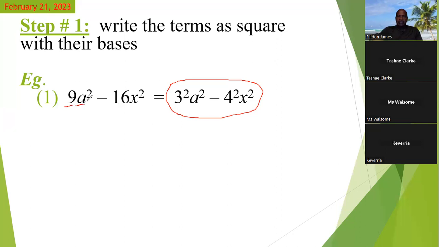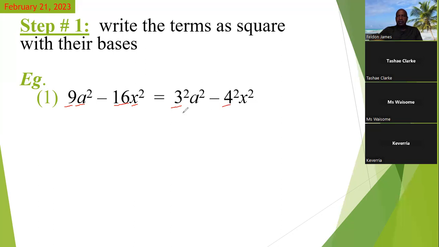Now look at the letters first. The letters are squares. Then you look at the numbers in front of them. Can those numbers be written in squared form? So of course we have the 3. 3 squared would be the same as 9. So of course 9 can be written as 3 squared. So if 9 is the same as 3 squared, we can write this as 3 squared. And 16 can be written as 4 squared.